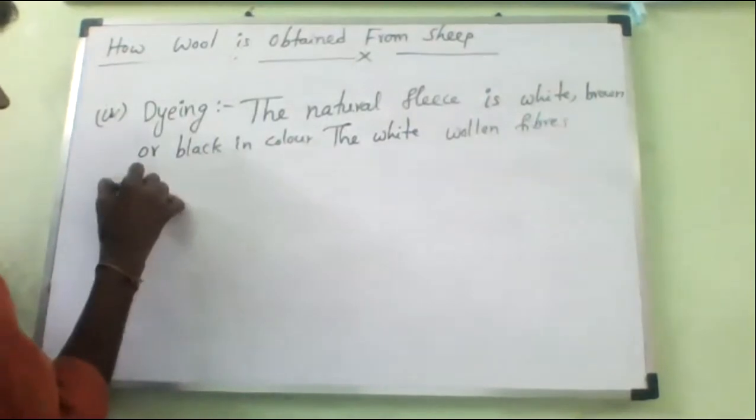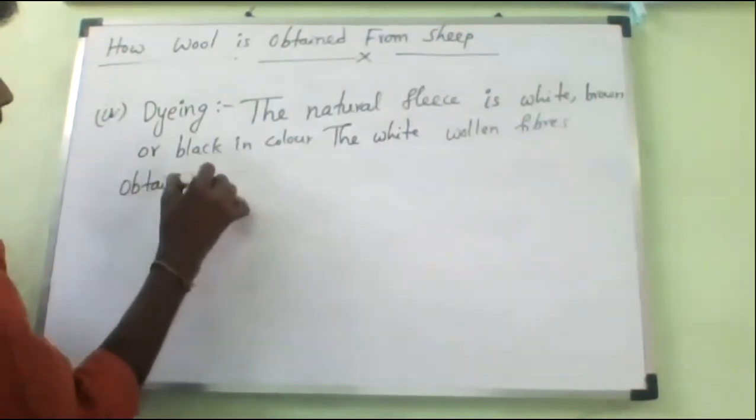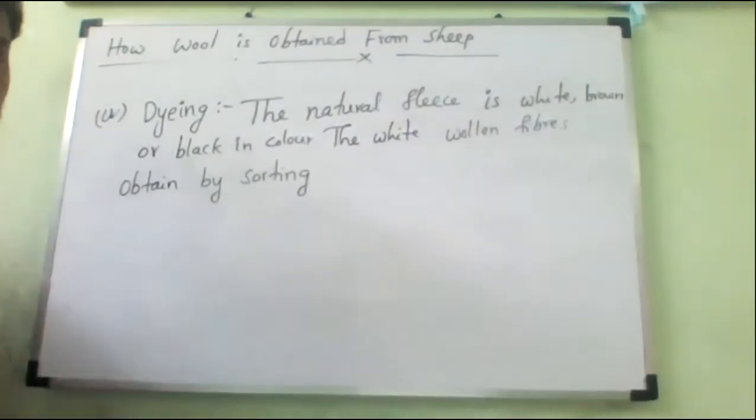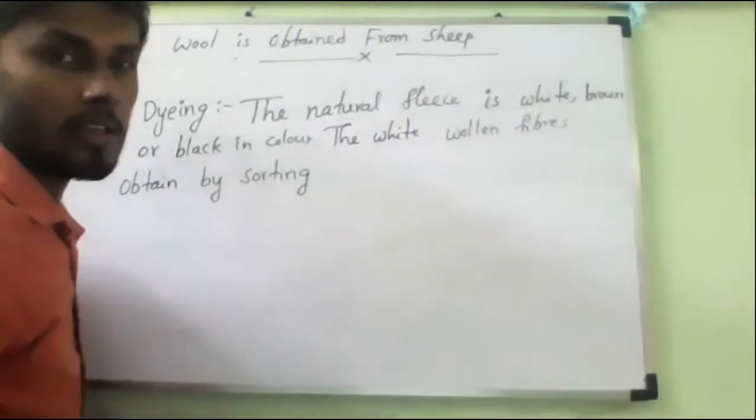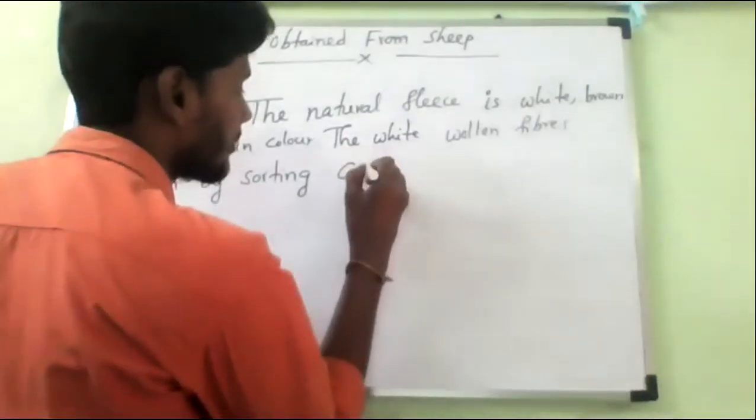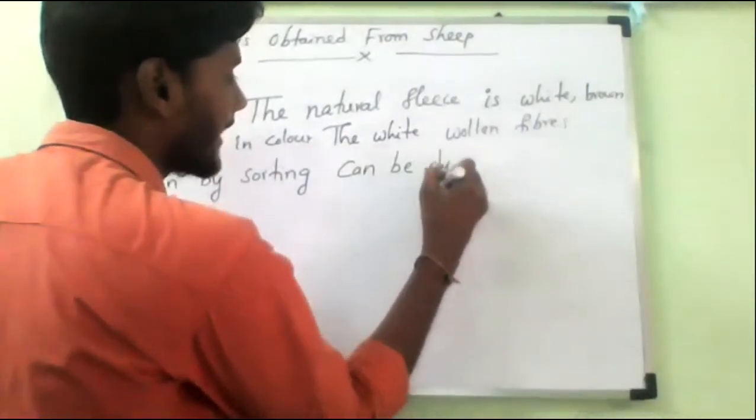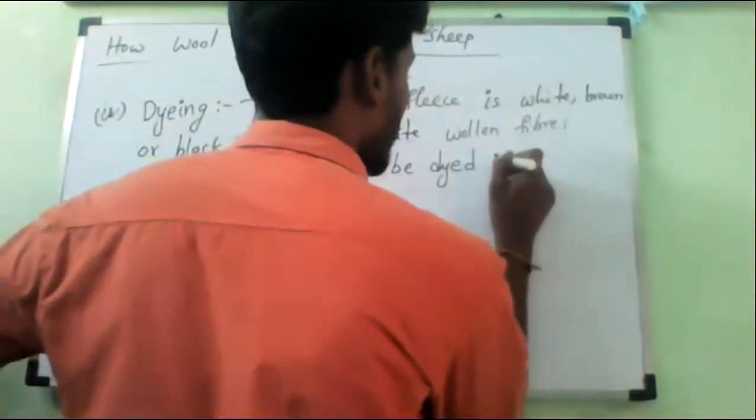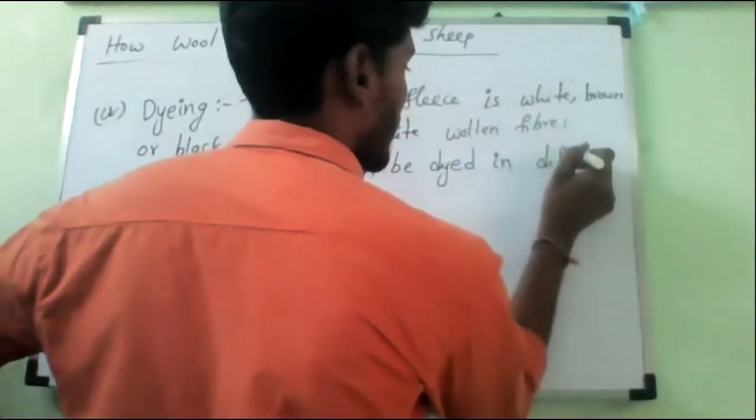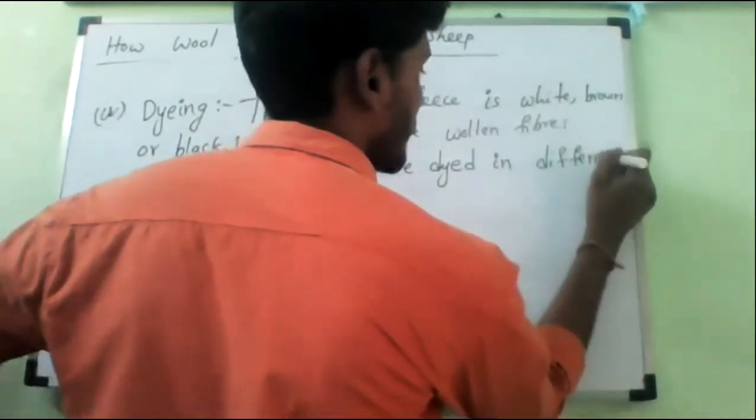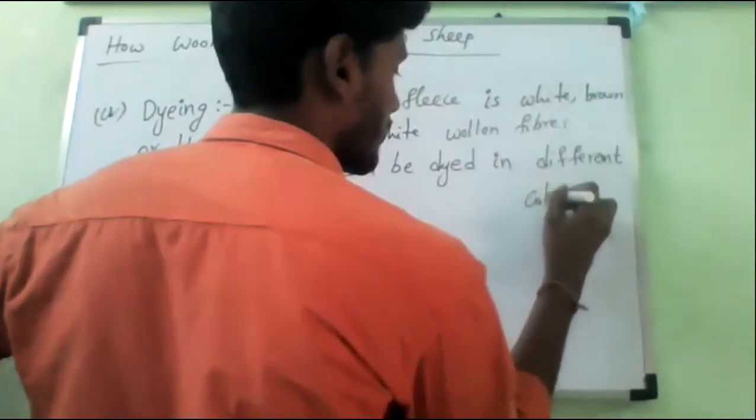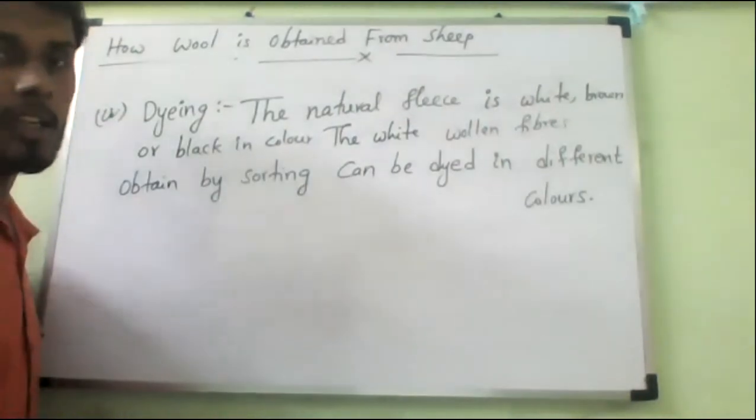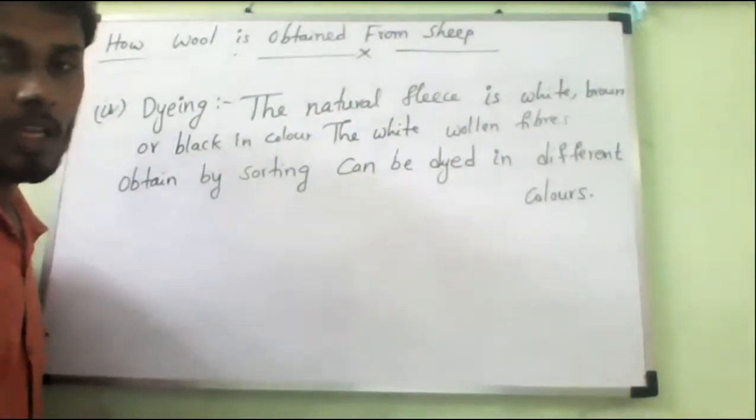The white woolen fibers obtained by sorting can be dyed, D-Y-E-D. Dyed means giving color. Dyed in different colors. So that is what we should call dyeing. Do you understand or not? Yes, sir.